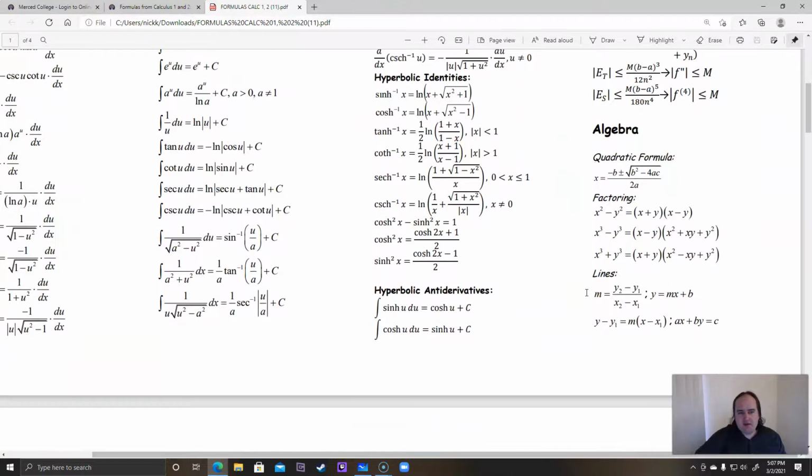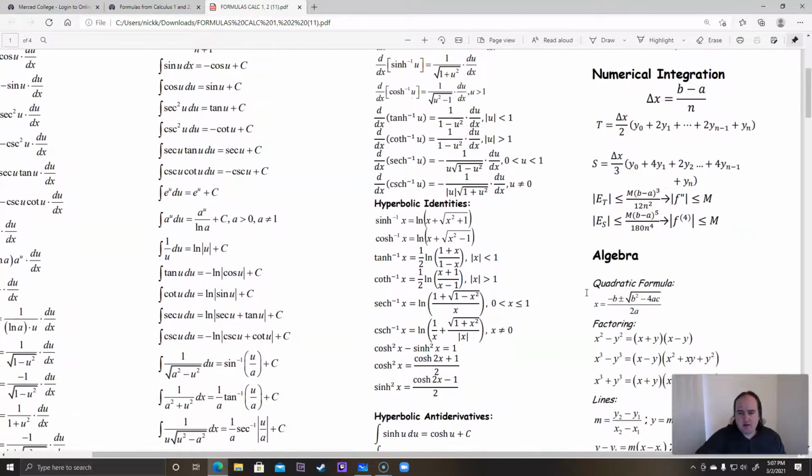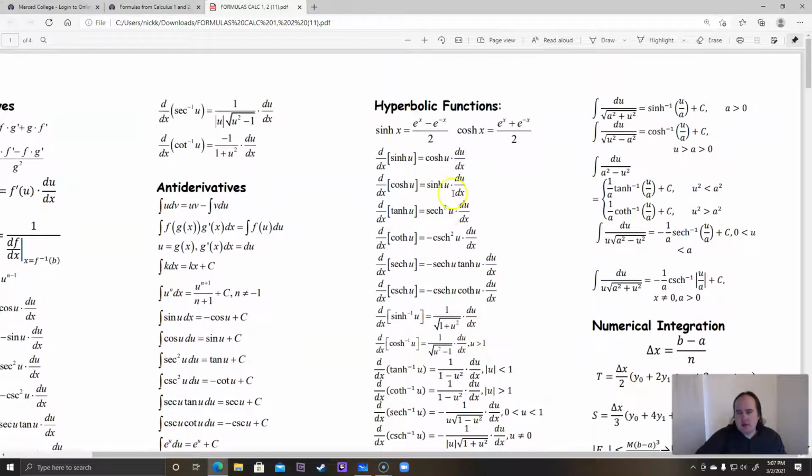They don't have everything that you need on this formula sheet because there's just so much stuff that could be on here that isn't on here. But what we can do here is work backwards. If you look at this formula right here, d dx of tanh of u equals sec squared of u times du dx. If we look at this one in reverse, then it's actually saying the integral of sec squared of u du equals tanh of u.